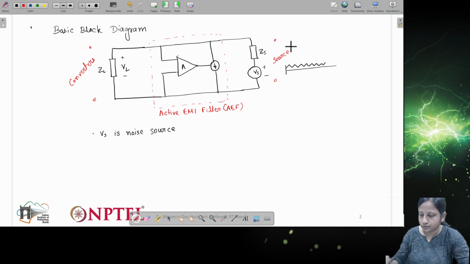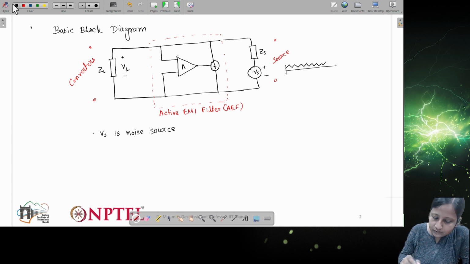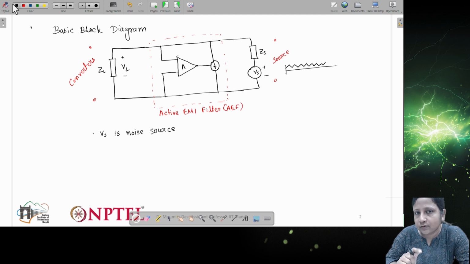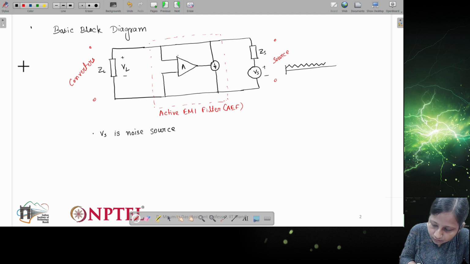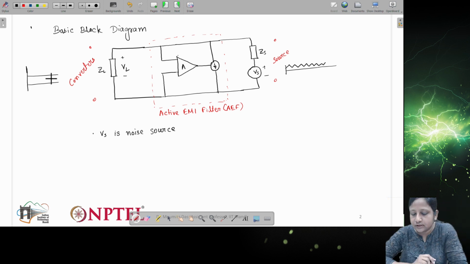So Vs is the noise source, and this is how the noise will look. Now for ZL or VL, since we are considering a DC voltage source, I have shown VL as plus minus, like a DC voltage. Then the voltage we expect at the converter input will have a structure that looks like this. This is the DC.